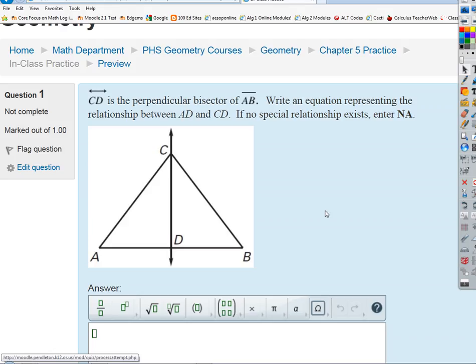It says that line CD, can everybody see this okay? Should I make it a little bigger? Is that okay? Come up if you need to, there's lots of empty space in the front.